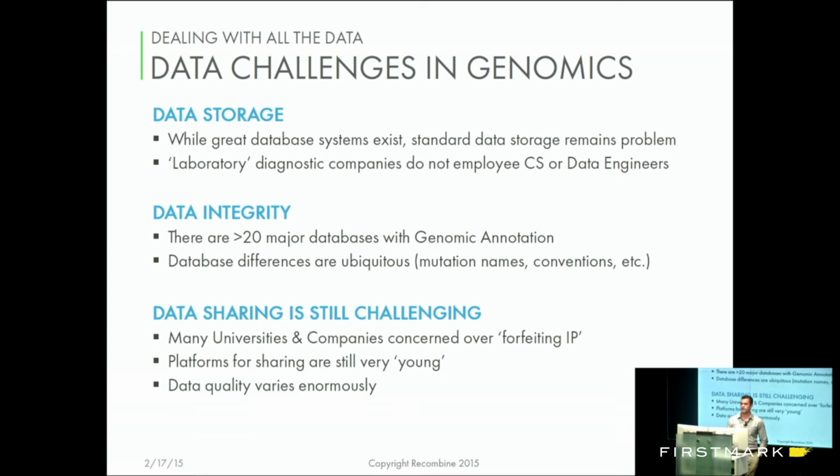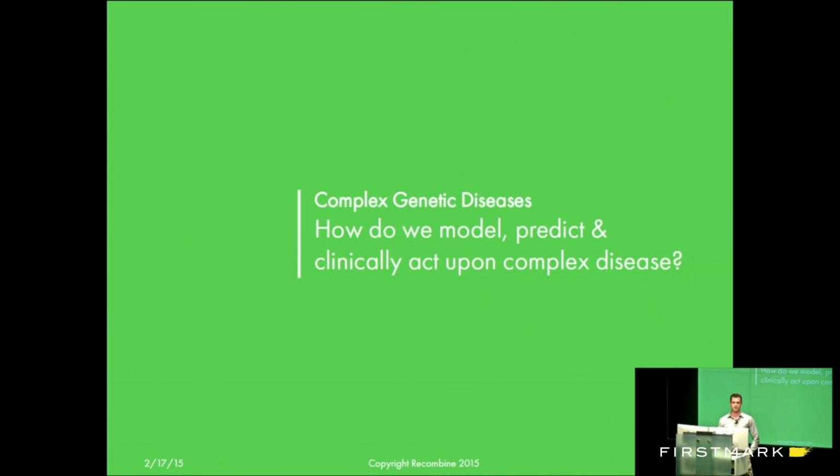And then data sharing in general. Data sharing, we don't have GitHub yet in genomics. There's no good way for collaboration, so we don't have this magical open source movement. Universities are kind of afraid of forfeiting IP, so we've got all these weird things that are preventing us from really revolutionizing the world. But let's move beyond single gene for a second.